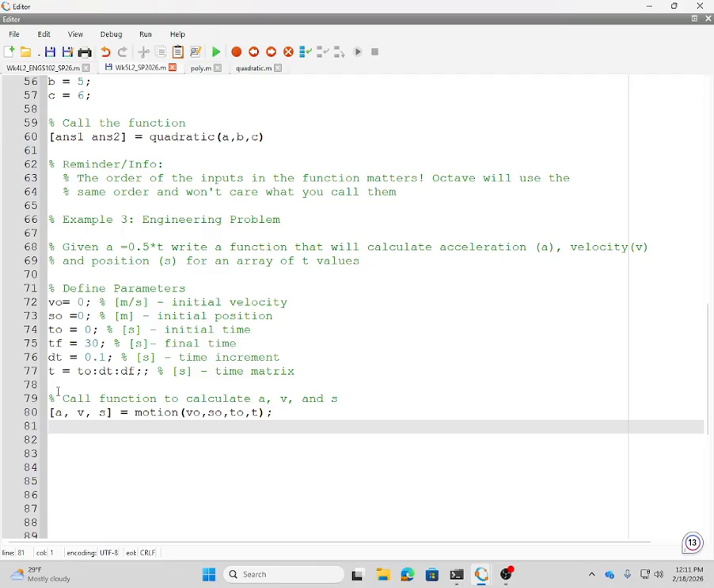But before we even do that, we need to have this function, right? The motion function. Otherwise, nothing is going to work. So let's do the motion function. Let me know when you guys are done, so I can start.